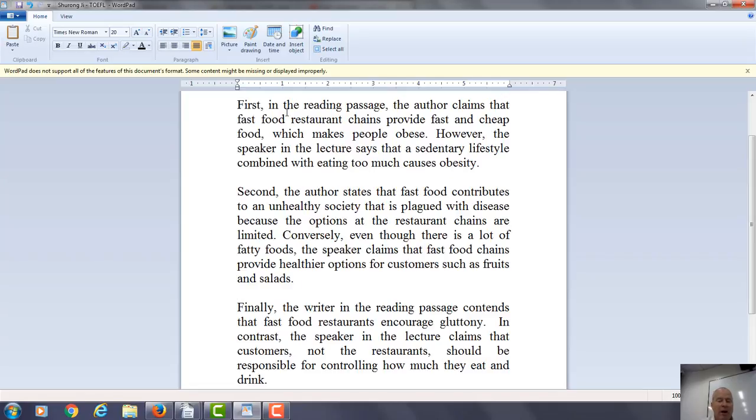Finally, the writer in the reading passage contends that fast food restaurants promote gluttony. In contrast, the speaker in the lecture claims that customers, not the restaurants, should be responsible for controlling how much they eat and drink. Right? So that's what it needs to look at, what you need to do.